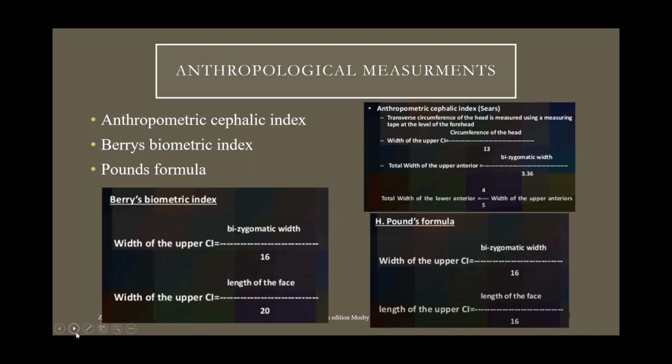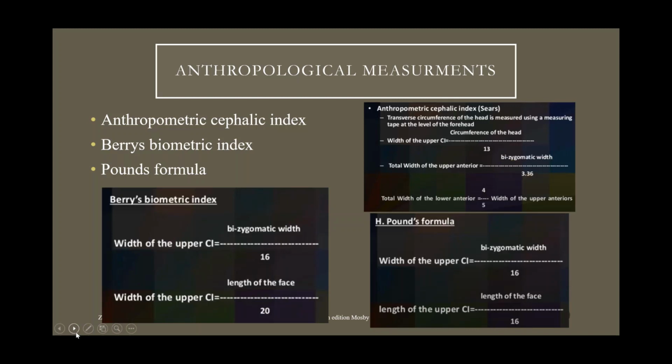Then another method is Berry's biometric ratio method. It was projected in 1906. He discovered that the proportions of the upper central incisor tooth had a definite proportional ratio to face proportions. He used the bizygomatic width and the length of the face. The length of the face is the distance between the hairline and the tip of the chin. According to him, the width of the upper central incisor is bizygomatic width divided by 16, and the length of the upper central incisor is the length of the face divided by 20.